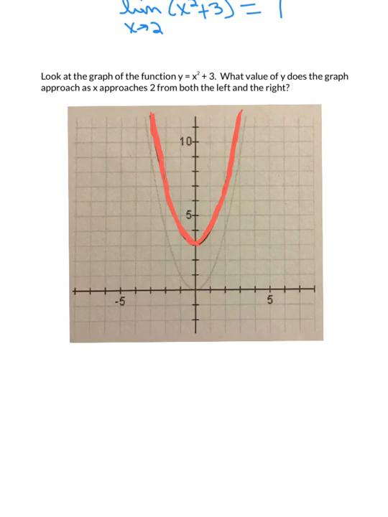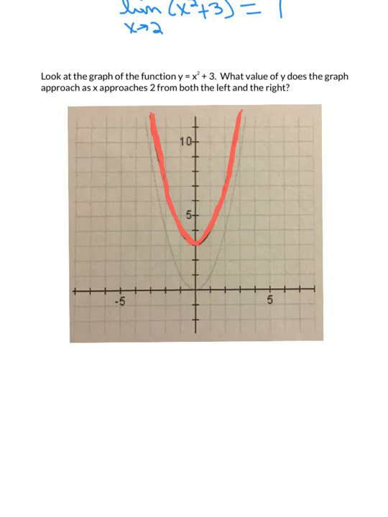Now we're going to look at the same idea in a graph. This graph in the red is the function of y equals x squared plus 3. It's a basic parabola moved up 3 on the y-axis. What we want to know is what value of y does the graph approach as x approaches 2 from both the left and the right.